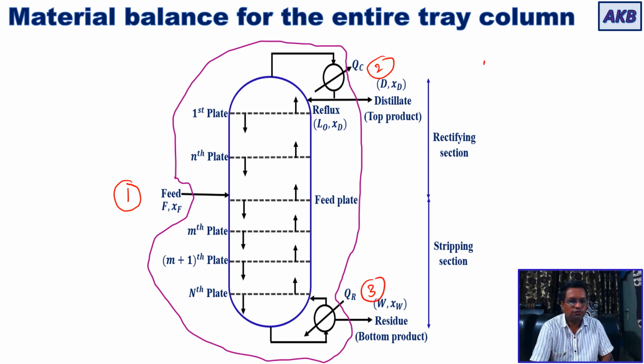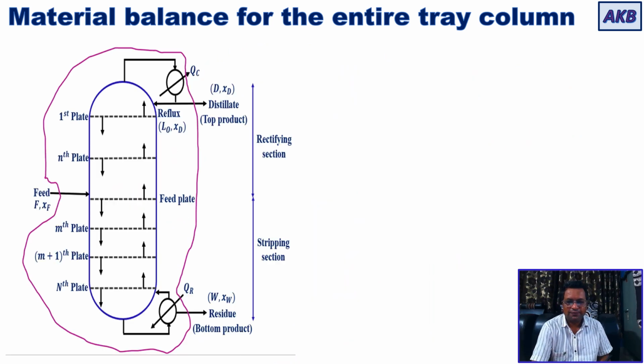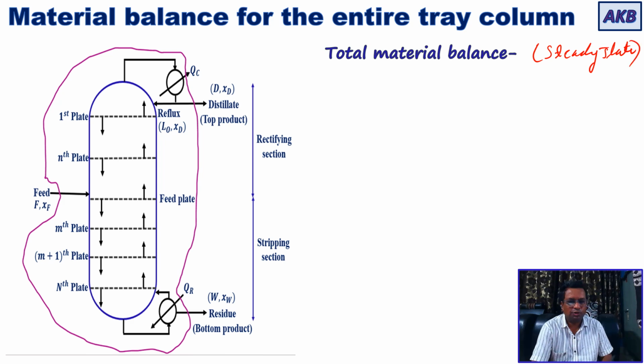Okay, so the first stream, that is the feed stream, is going into the column. The second stream, that is distillate, is going out of the column, and the third stream, that is the residue stream, again is going out of the column. Okay. So total material balance at steady state, of course, is input is equal to output. So input is F feed, output is distillate and residue. So it will be F is equal to D plus W, and I'm calling it as equation number 15.